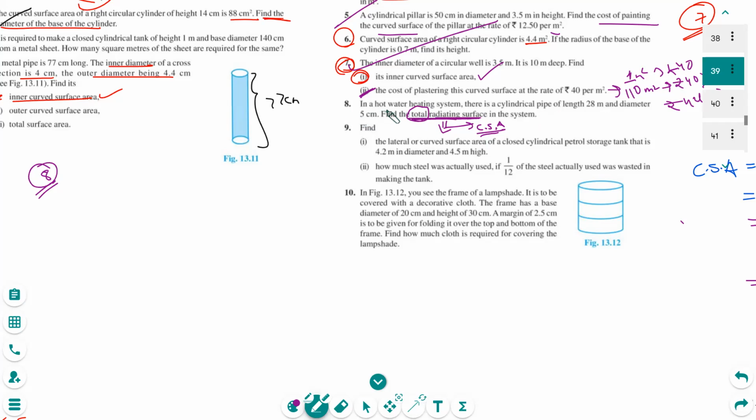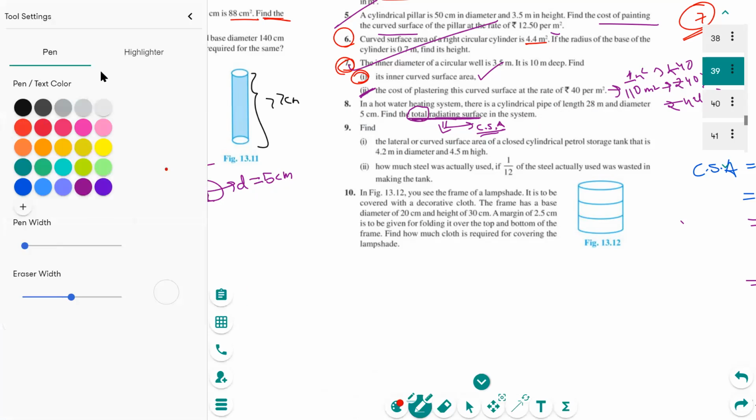Question number 8. In a hot water heating system, there is a cylindrical pipe. Again, I'm drawing it, my best attempt at drawing a cylinder. I have the length, which I will call height. Diameter is 5 centimeter. Now there is a problem here.